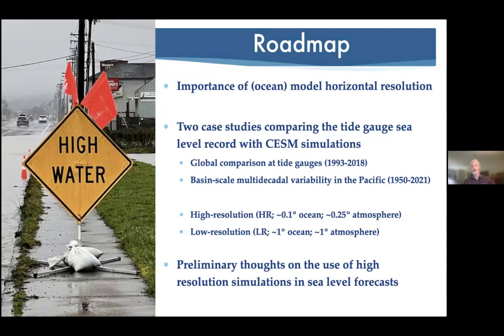For the most part, I'm going to call them high resolution, or HR, and LR for low resolution. There's about a factor of 10 difference in the horizontal resolution. If you think of it areally, it's about 100 times increase in ocean resolution in the high resolution models. And then I'm going to hopefully close with some preliminary thoughts on implications for sea level forecasting, and how to judiciously use these high resolution simulations in a forecast capacity. But again, that stuff is preliminary, and I'm looking for feedback.